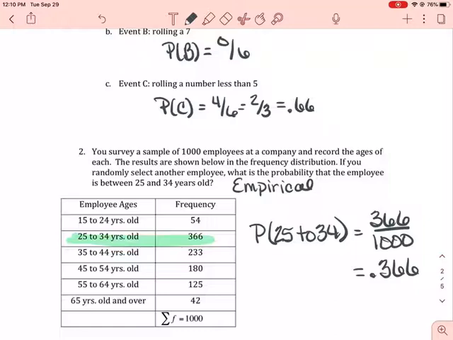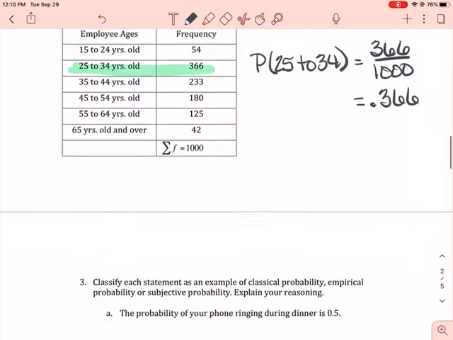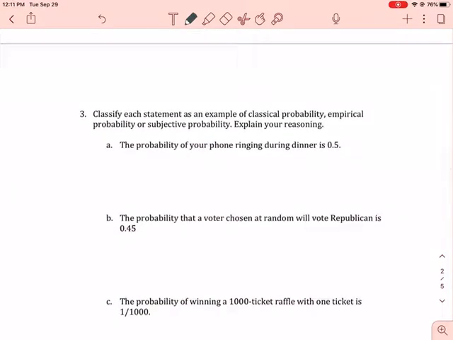So notice there was an experiment. We went out and gathered data, and that's why we're able to do empirical. All right, let's see if we can tell the difference between empirical, subjective, and classical. The probability of your phone ringing during dinner is 0.5. So the question to you is, can you do an experiment? Can you write a sample space? Or is it just observation? If you said subjective because it was an observation, you are correct.